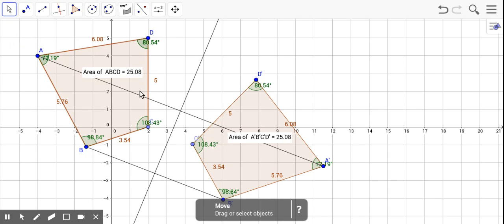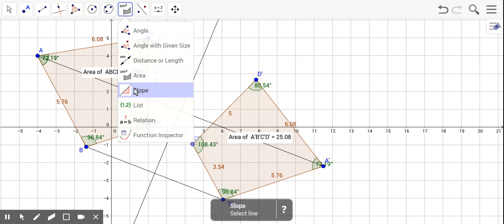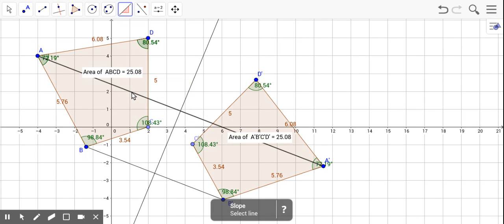And I'm going to have this program calculate the slope for this segment. And it puts it way up here. The slope of this segment is negative 0.4. I'll click down here. And this slope is also negative 0.4. So when I draw a segment from these 2 points, those segments should have the same slope.